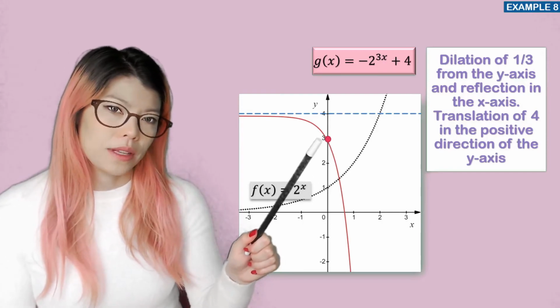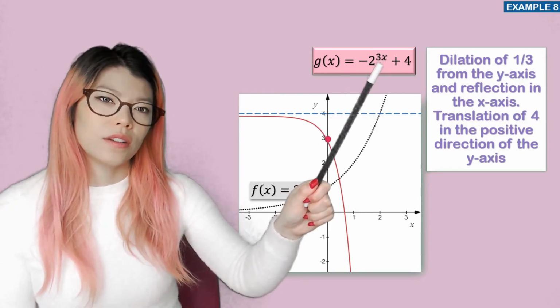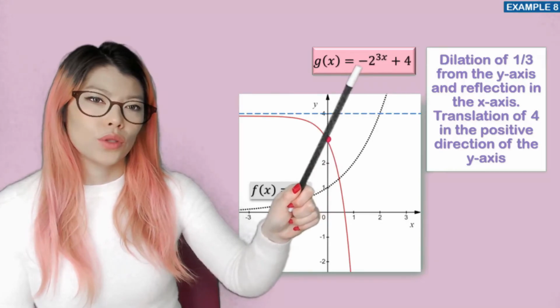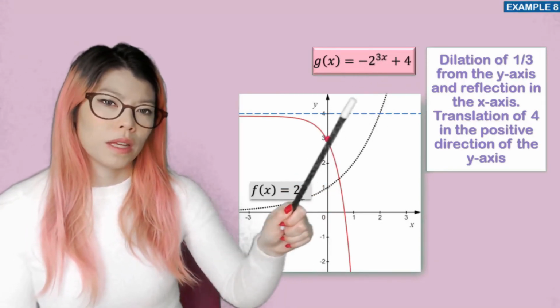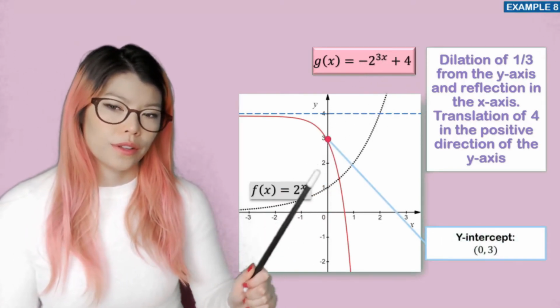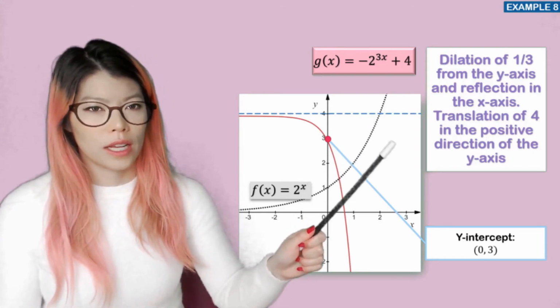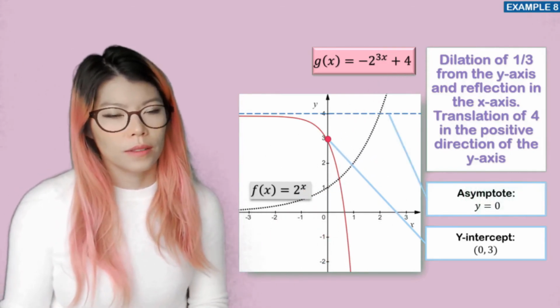So the y-intercept is over there. Just check. When x is 0, 3 times 0 is 0. 2 to the 0 is 1. Minus 1 plus 4 is 3. So that's good, (0, 3). And we can see the asymptote has been moved up by 4.